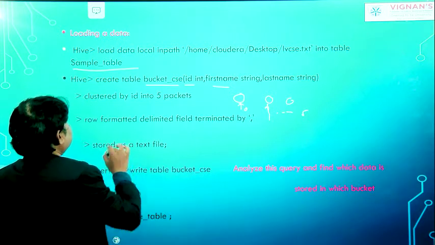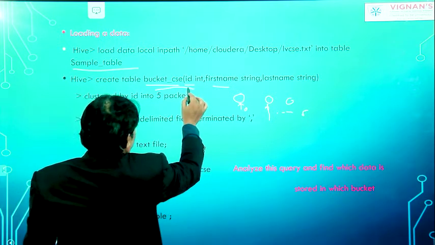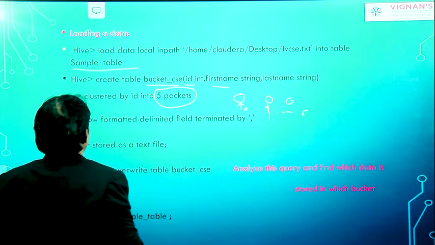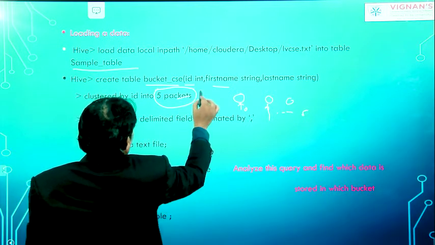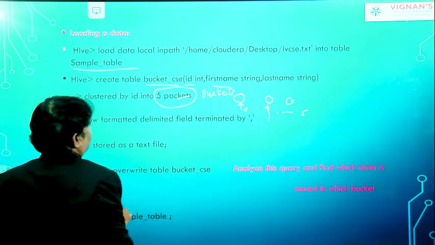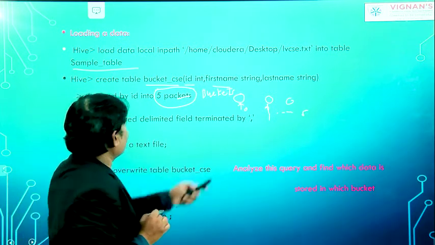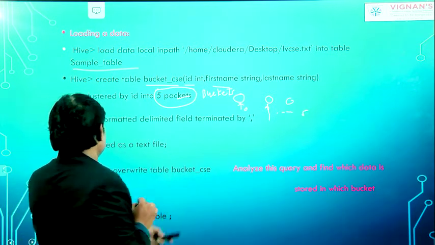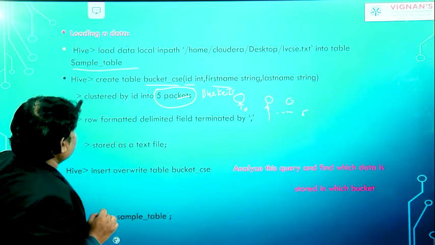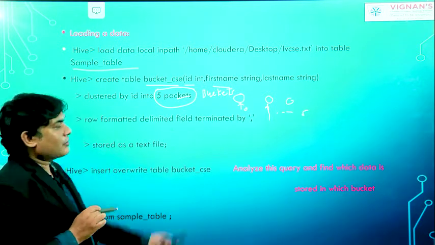Because here I mentioned cluster by ID into 5 buckets. Row format delimited, fields terminated by comma. Stored as what file? Stored as text file. It means this table is created and you are going to store a text file. Once this table is created, how many buckets are already specified here?